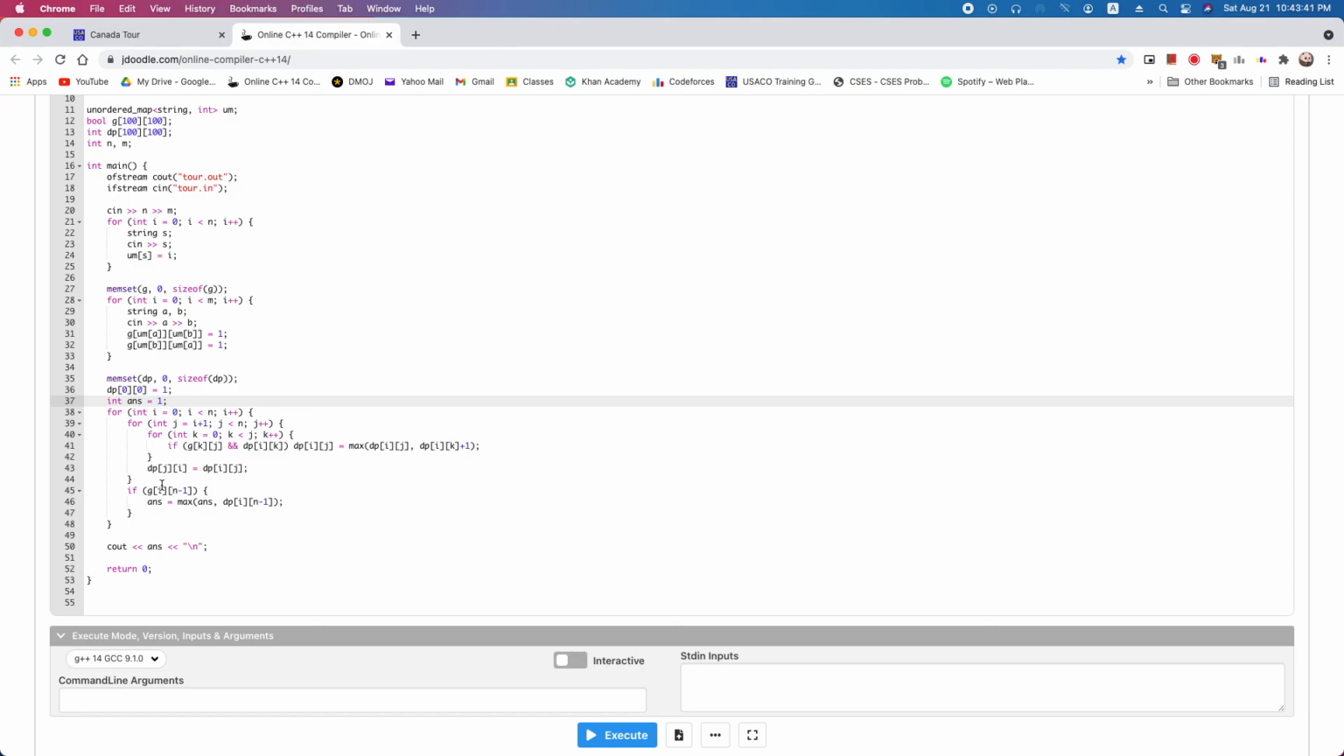For every I, we check if there's a path from I to the final city, and get the maximum of all of those DP values. Finally, you can just print out the answer.